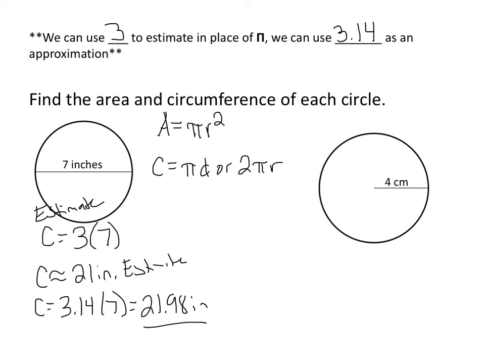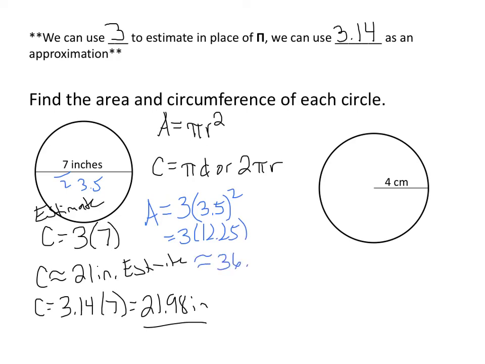Now if we're going to find the area, which you're not going to have to do in the homework, but it's just good to know, our area is equal to pi, so if we're going to estimate, I'm going to use 3, times our radius squared. So remember, our radius is half our diameter, so if our diameter is 7, we divide that by 2 and we get 3.5. So 3 times 3.5 squared. Order of operations, we have to do our 3.5 squared first, so that means 3.5 times 3.5, which is 12.25. So we're going to take that times 3 to estimate our area, and it would be about 36.75 inches squared. So go ahead and pause the video and see if you can figure out the next one on your own.